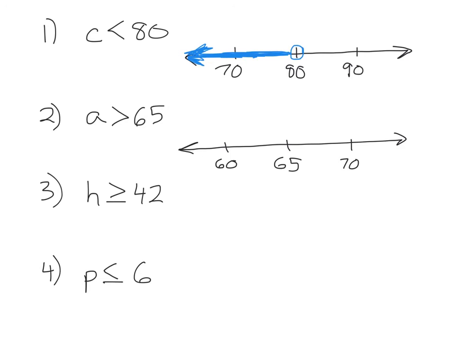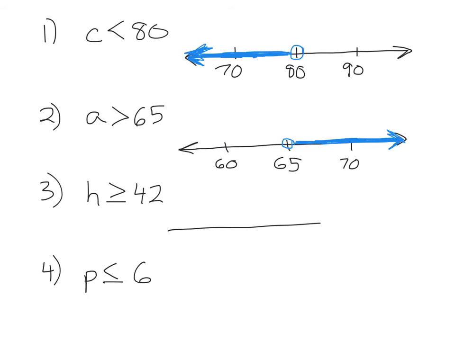A is greater than 65, so in this case, I'm going to use an open circle again because it can't be equal to 65. And we shade to the right this time because we want to shade in all the numbers that are greater than 65. 66, 66.2, 71.9, all of these numbers over here to the right.